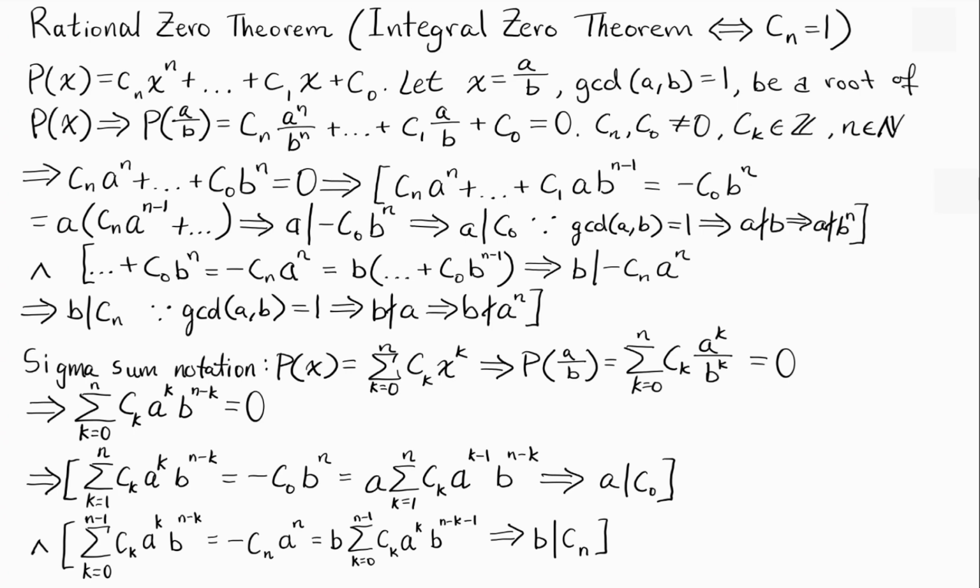And now I'll multiply both sides by b to the n. So when I multiply by b to the n, I can move the b to the n into here, and then it will be like this. So it will be b to the n divided by b to the k, right?